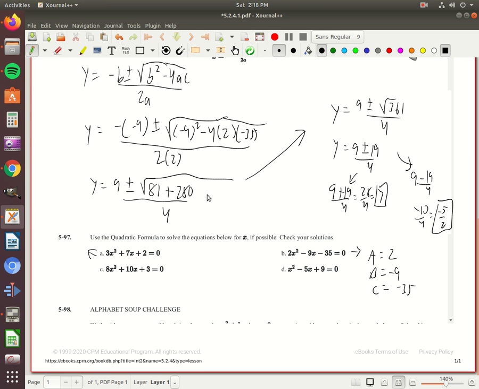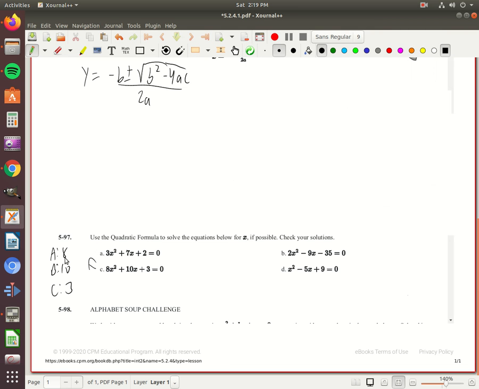So not super likely we would have picked those numbers. All right, let's go ahead and set up C. A is 8, B is 10, C is 3. So I will say y equals negative 10 plus or minus the square root of 10 squared minus 4 times 8 times 3 over 2 times 8.